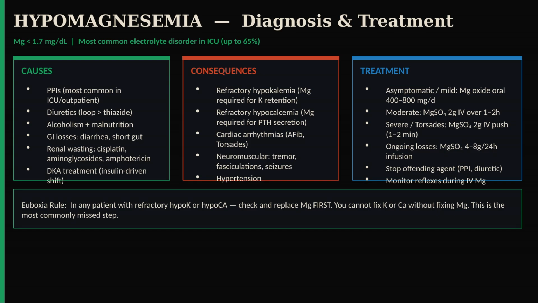And the Euboxia rule, stated one final time. In any patient with refractory low potassium or low calcium, check and replace magnesium first. You cannot fix them without it, and it's the single most commonly missed step in electrolyte management.